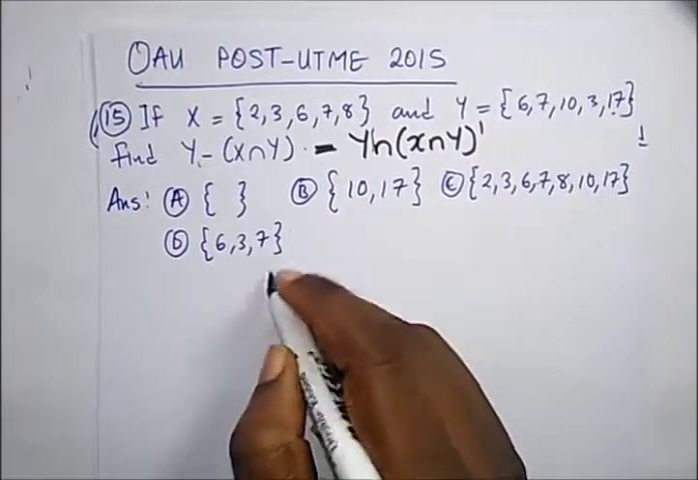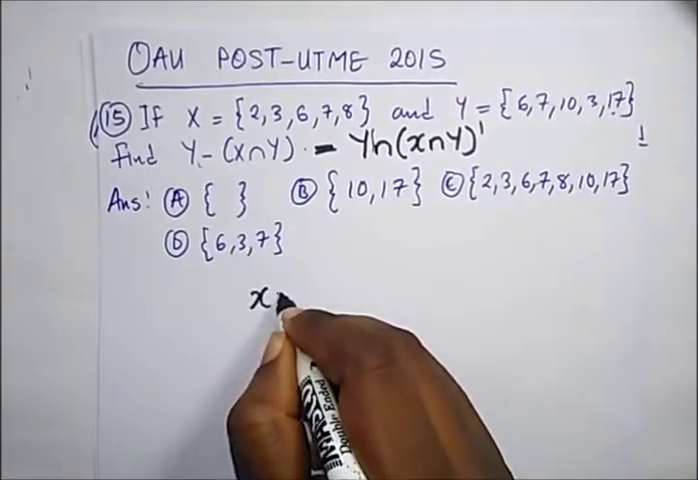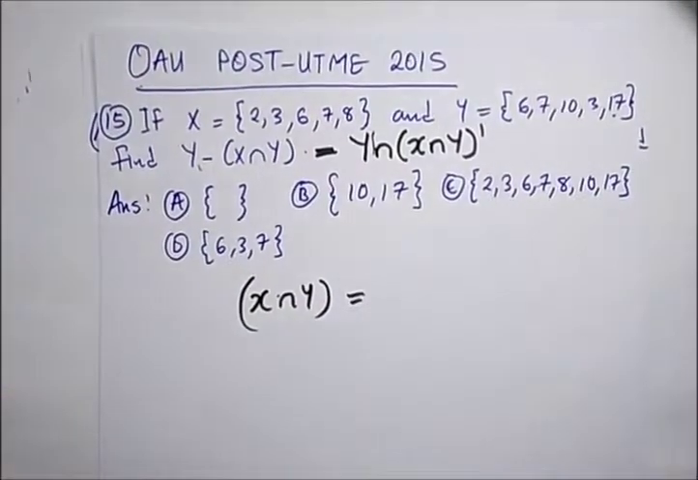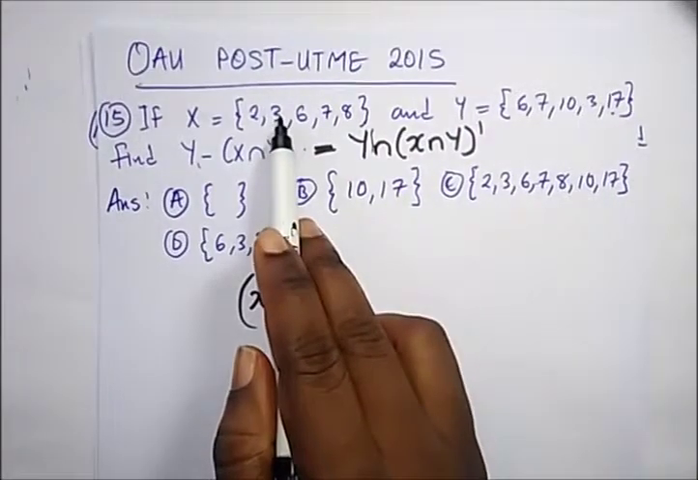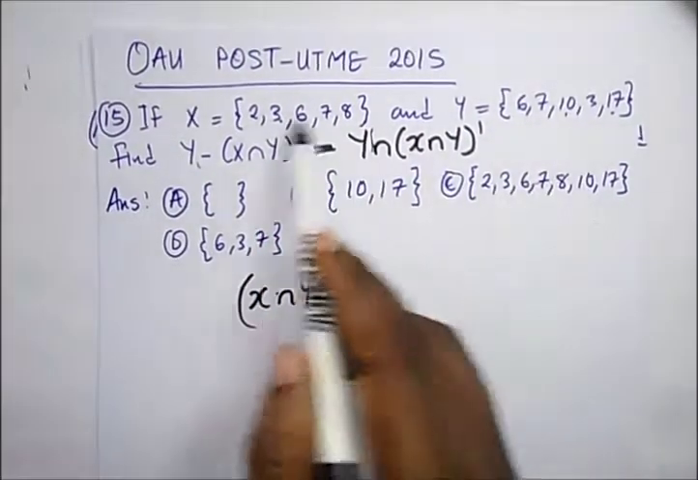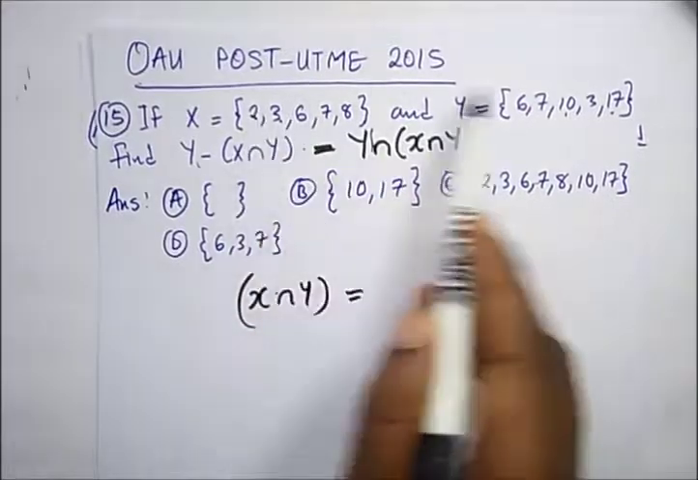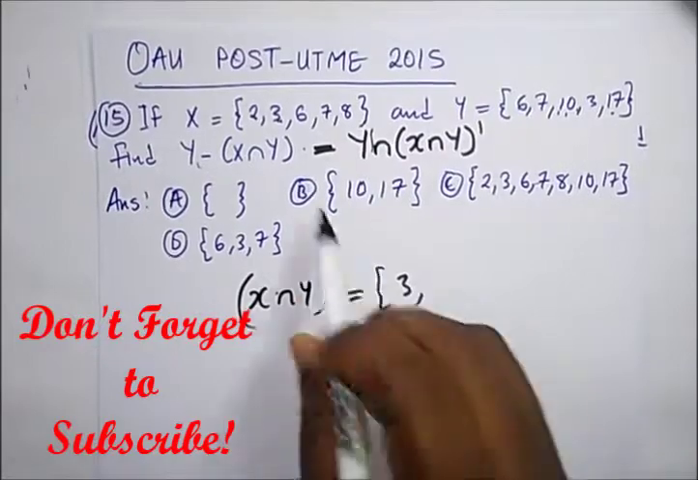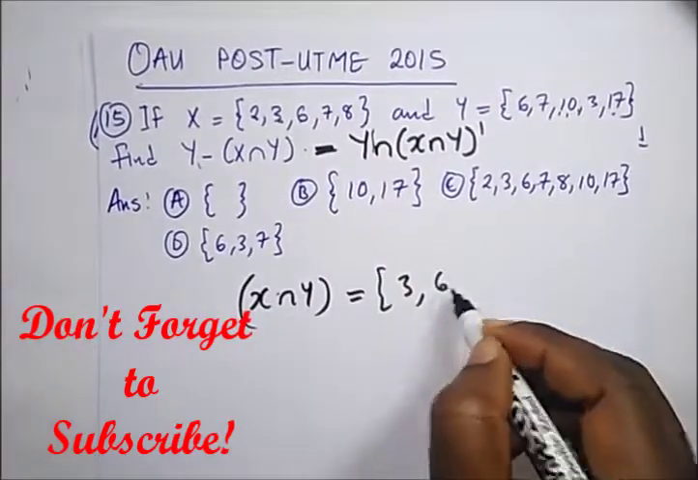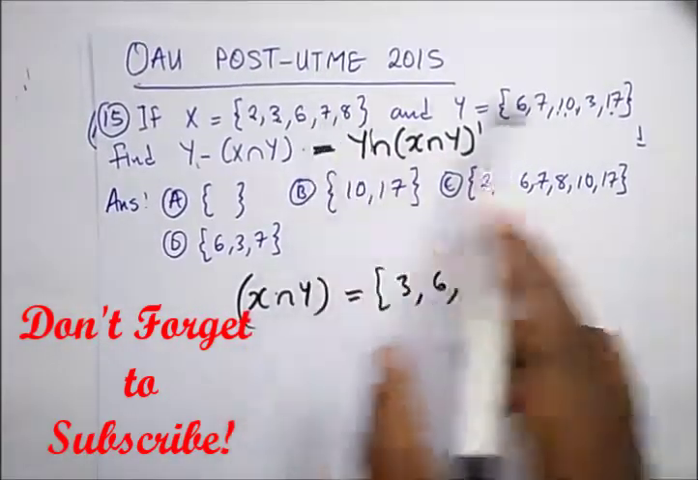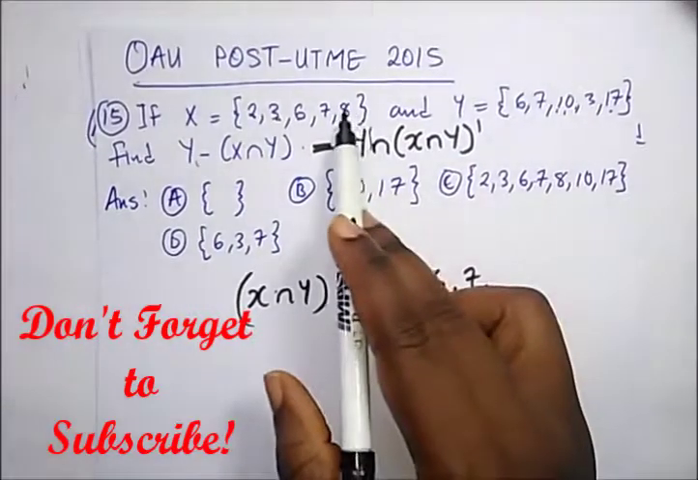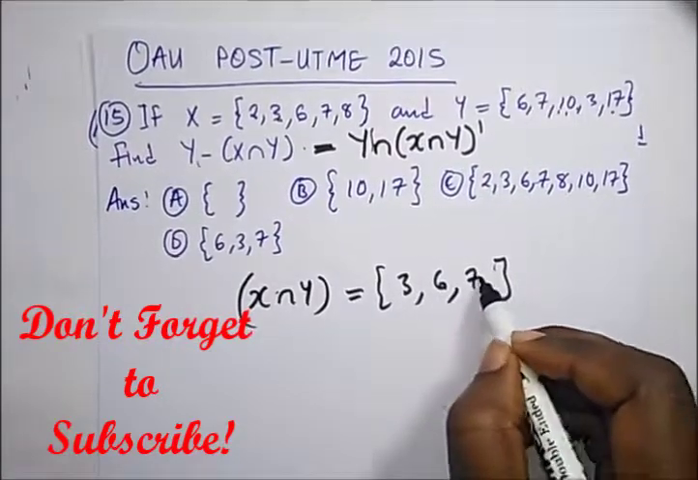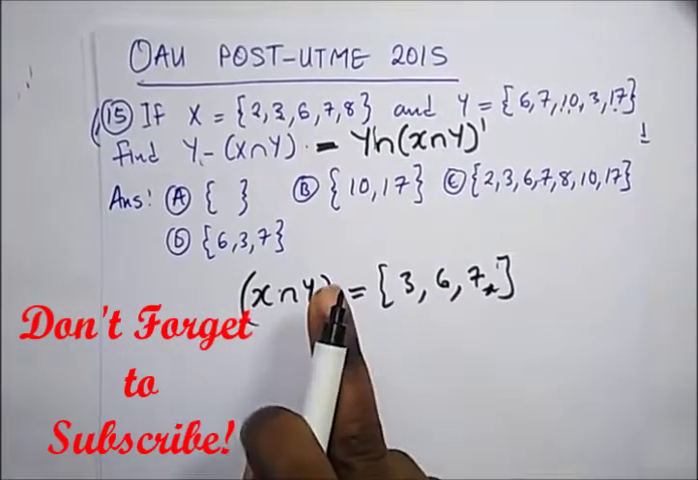So here, what is our x intersection y? First of all, intersection just means what are the values that are in x and also in y. From here, 2 is here, 2 is not here. 3 is here, 3 is also here, so we have a 3. 6 is here, 6 is also here, so we have a 6. 7 is here, 7 is also here. Okay, 8 is here, 8 is not here. So our values are 3, 6 and 7. That is x intersection y.